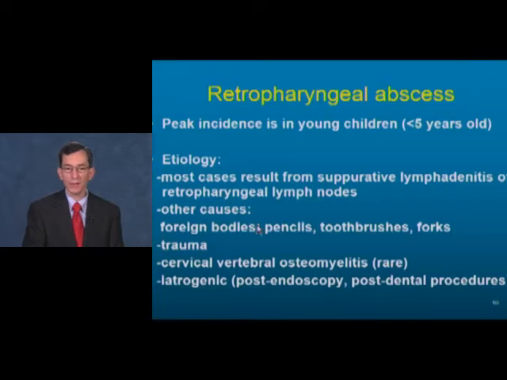A history of trauma is actually common. This is the age where children trip carrying pencils, forks, toothbrushes, other foreign bodies, and may penetrate the pharynx and get secondary retropharyngeal infection on that basis. It is rare to develop a retropharyngeal abscess in children as a complication of vertebral osteomyelitis, but it has been reported. And it can be an iatrogenic complication following endoscopy or dental procedures.